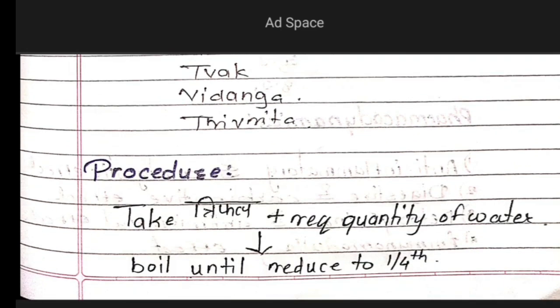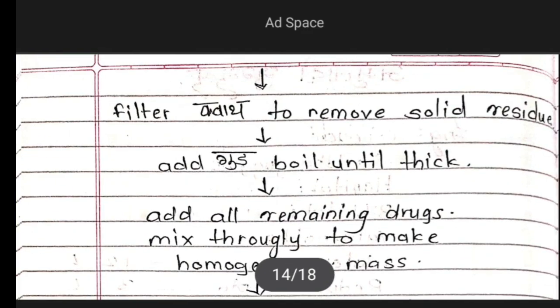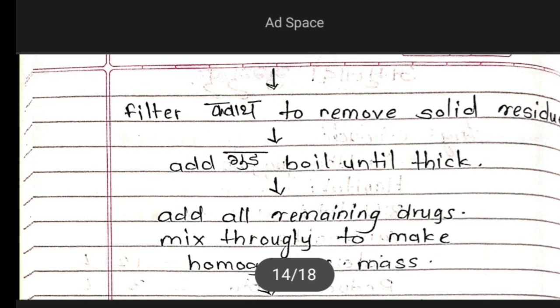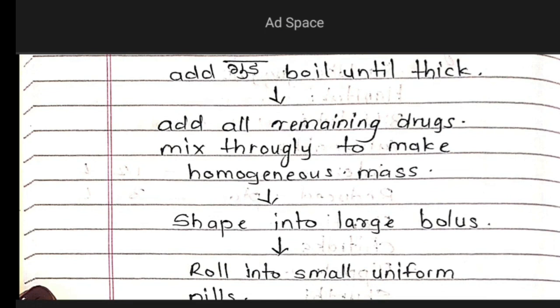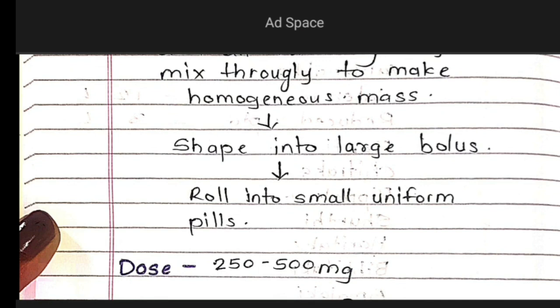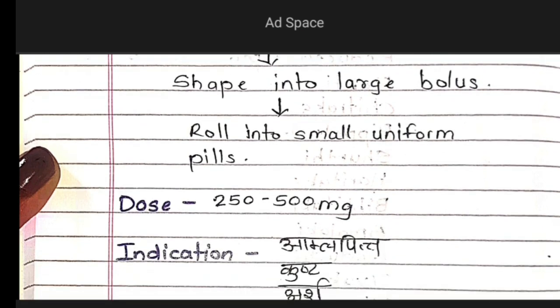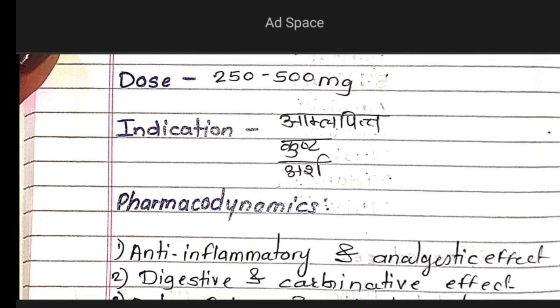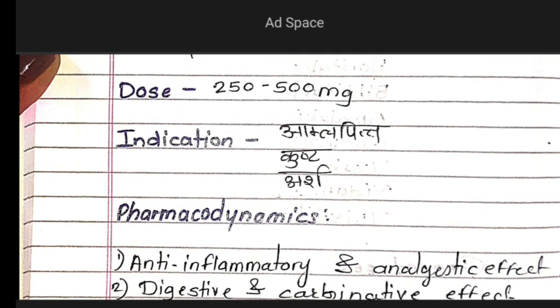Procedure is to take 3 pala plus the required quantity of water, then boil until reduced to 1/4 quantity. Filter the kwatha to remove the solid residue. Add Guda, boil until thick. Add all the remaining drugs, mix thoroughly to make a homogeneous mass. Shape into a large bolus. Roll into uniform pills. Dose is 250 to 500 mg.